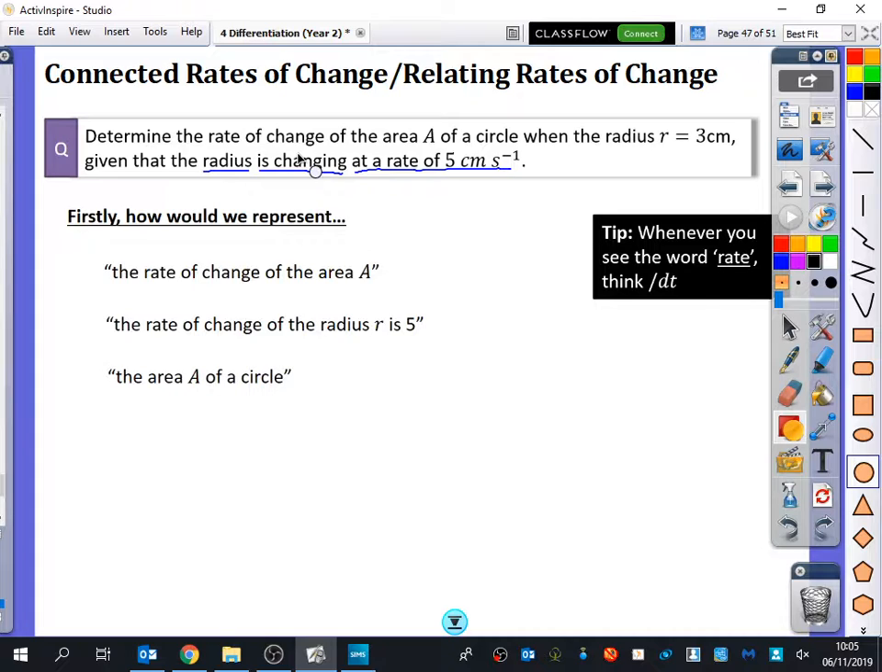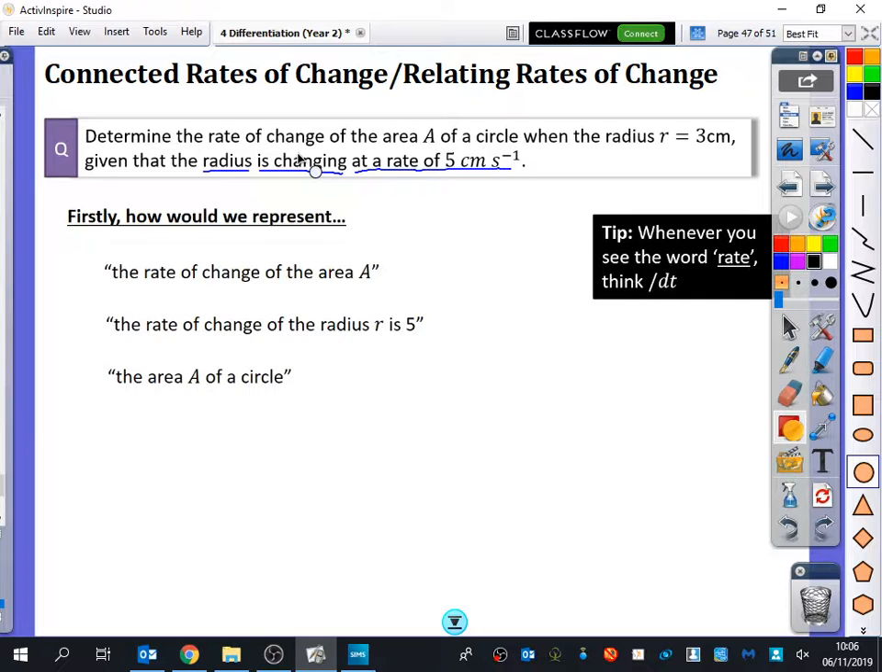Now, do you expect the area to be changing at the same rate as the radius is changing? So we've got some yeses and some nos. Who thinks they can try and justify their yes or their no? The rate might be greater, the rate might be smaller. I don't think they're going to be the same. Definitely not going to be the same. Why would they not be the same?